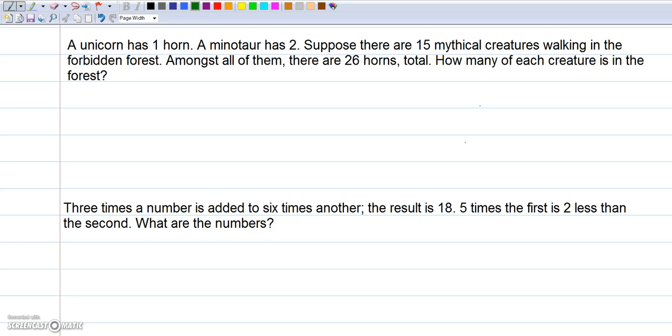So the key phrase here is to look at that last question. It asks you about how many of each creature. What that tells me is that I need to find out the number of animals. That means I'm looking for the X and the Y, and those need to be animals this time. X represents the unicorns, and Y represents the minotaurs.